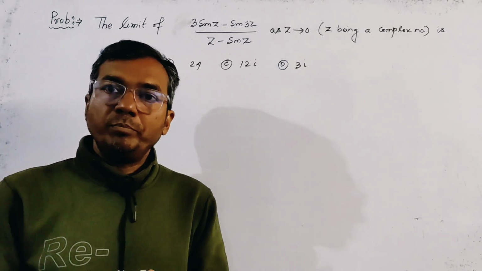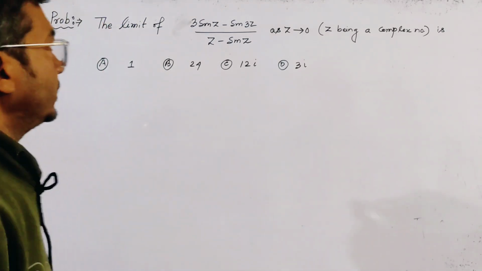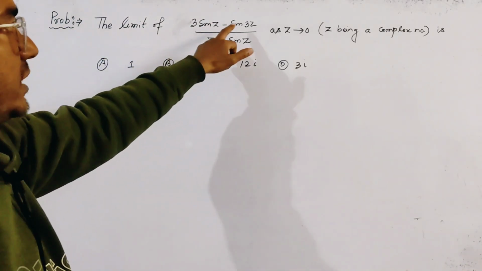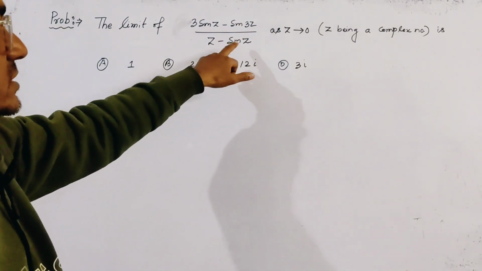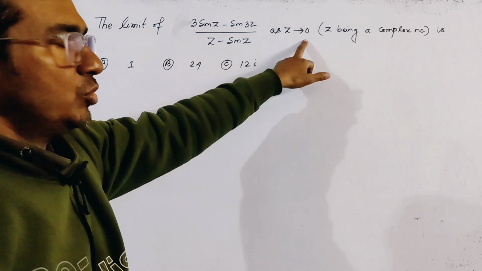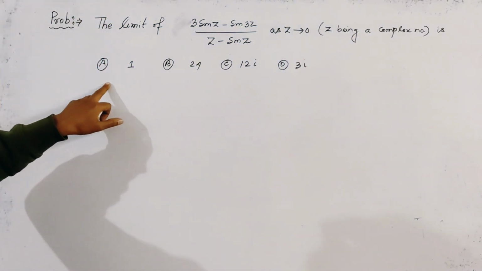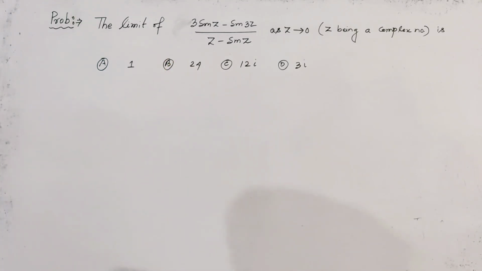A problem from limit of a function, and the problem is the limit of (3 sin z minus sin 3z) by (z minus sin z) as z tends to 0, where z being a complex number. Four options are given. We have to find the correct option.